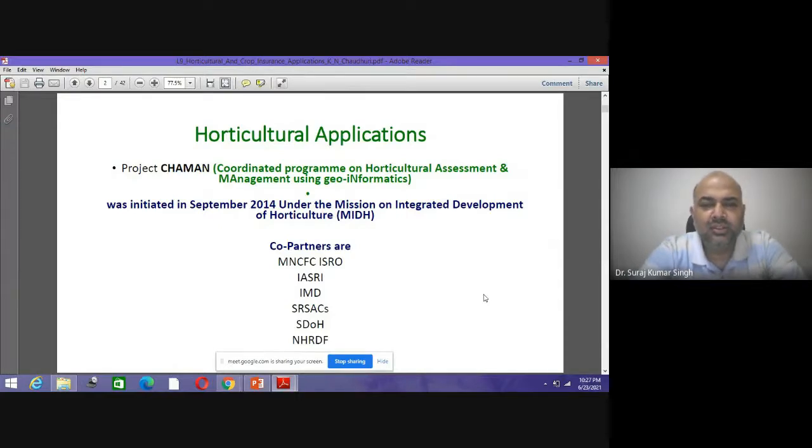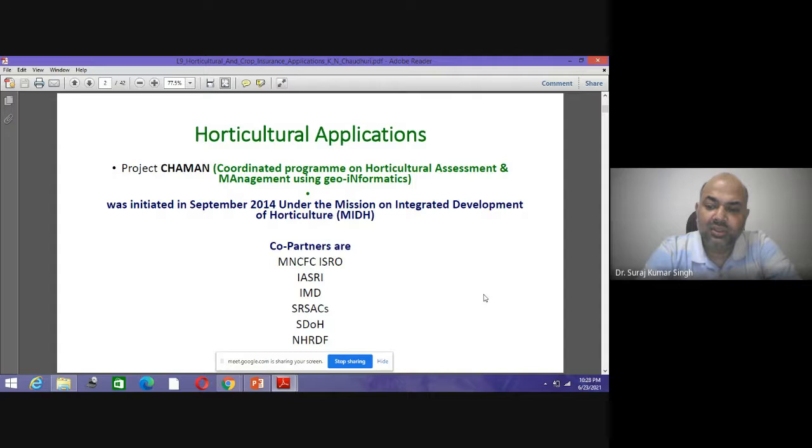Today we'll be studying the use of remote sensing and GIS for horticulture application. So in the current study, I have taken Project CHAMAN, that is the Coordinated Programme on Horticulture Assessment and Management using Geoinformatics. Nowadays, remote sensing and GIS is a very important tool. The Government of India has stated that in the field of forestry and agriculture, the use of remote sensing and GIS techniques should be utilized, and it was initiated in September 2014 under the Mission on Integrated Development of Horticulture.